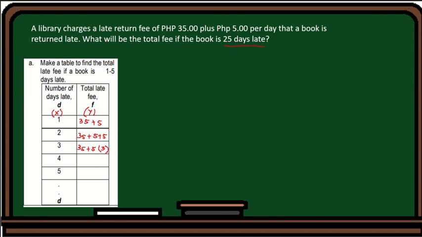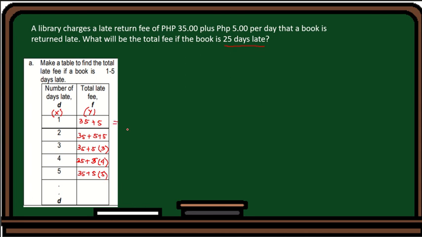So we have 5 times 3. For the next or fourth day, late na naman, so 5 times 4. Then for the fifth day, you have 35 plus 5 times 5. So let's check the total.